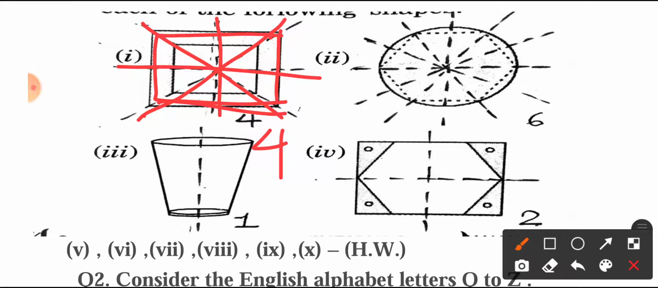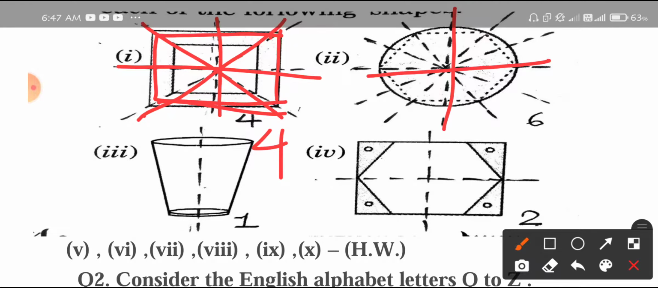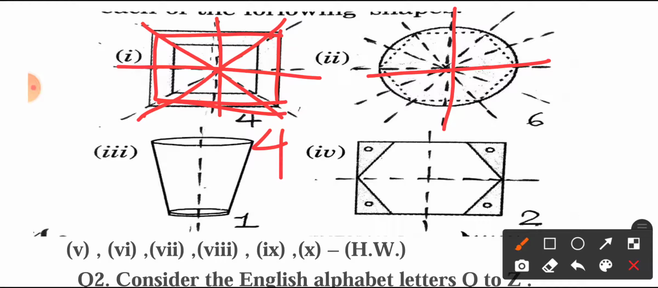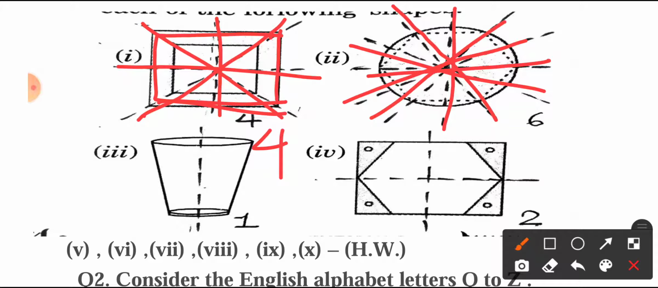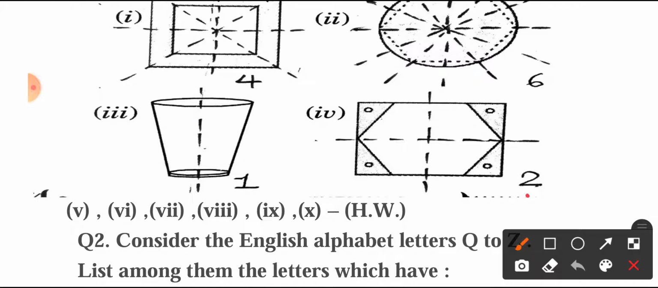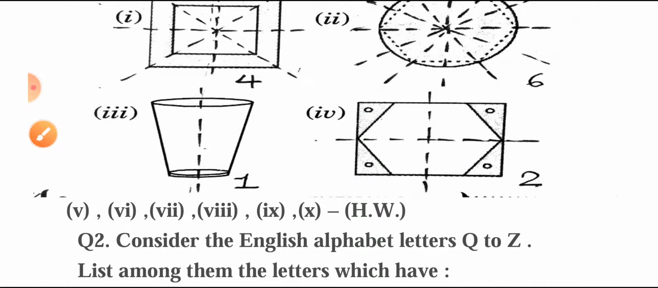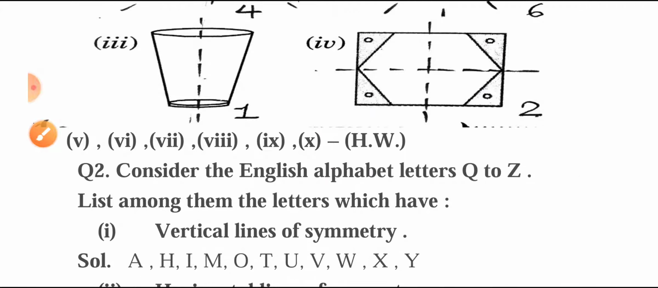4. Then this one, so how many? 1, 2, 3, 4, then 5, 6. Total there will be 6 lines of symmetry possible. In this one only 1, and here only 2. Here 4 are not possible, because if we divide like this diagonally, it will not be symmetrical. Meaning if we divide it diagonally, it will not be in equal halves. So only 2 are possible here. Like this all the remaining ones also.